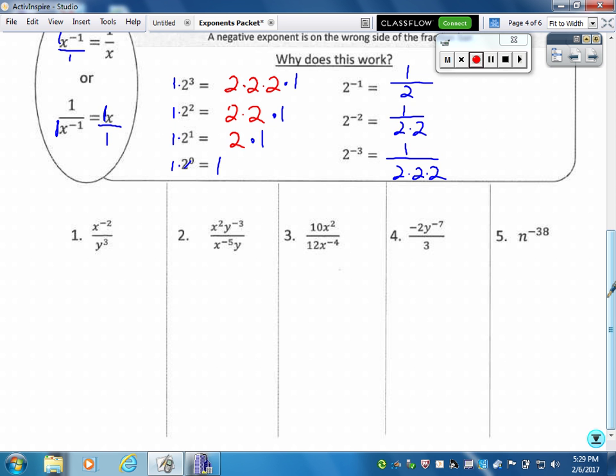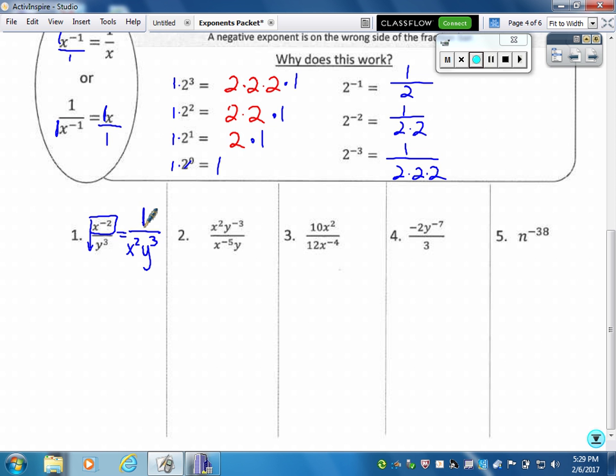So let's see an example right here. I've got x to the negative 2, which means the x is on the wrong side. So we're going to move that to the denominator. Now you could really move it to either side of this y, but we like to alphabetize, so I'm going to put the x first. So now I have x to the positive 2, y to the third. I need to show that they're in the denominator, so I'm going to put that ninja 1 on top.